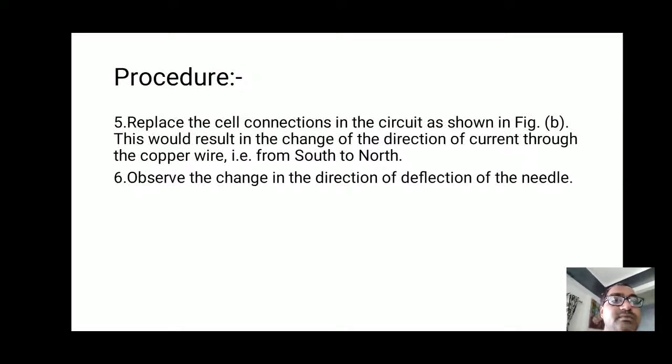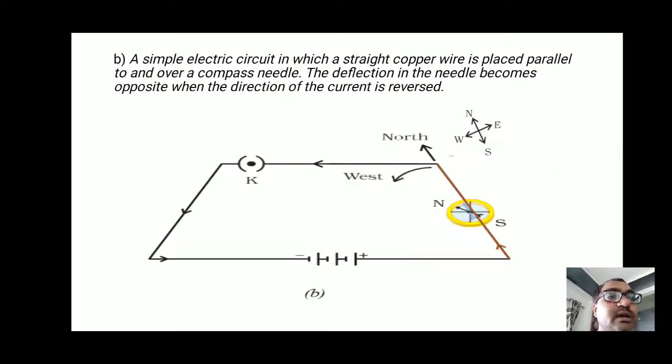And the last step of this activity, the sixth one, is to observe the change in the direction of deflection of the needle. So in both cases we have to observe the direction of the needle. Already we have discussed the first case. Now students, here we have to reverse the direction of the battery. Earlier it was plus minus, and here it's minus plus. Now what is the meaning of this? Current flows from the positive terminal to the negative terminal of the battery this way. It is in the reverse direction.